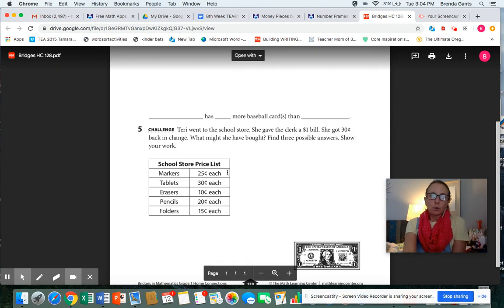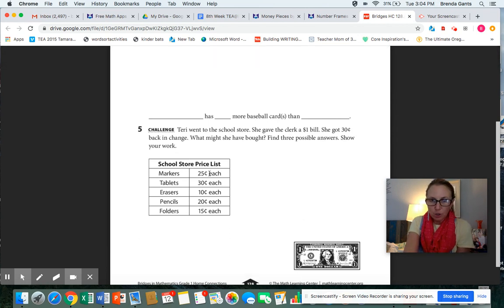This is the school store price list. Markers cost 25 cents each. Tablets, which is a little notebook, cost 30 cents each. Erasers cost 10 cents each. Pencils cost 20 cents each. And folders cost 15 cents each. So we know from what we saw before that she spent 70 cents. She spent exactly 70 cents. So what could she have bought?